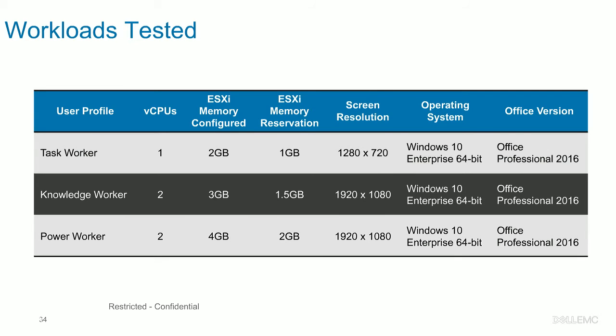So we changed our screen resolutions accordingly. We go with 1280 by 720 for our entry-level workload. We go with 1920 by 1080 then for our knowledge and our power. We saw within our testing that the step up from 800 by 600 to those was a 10 to 15% hit on your user density. So it's pretty sizable. And the same can be said for the operating system as well.